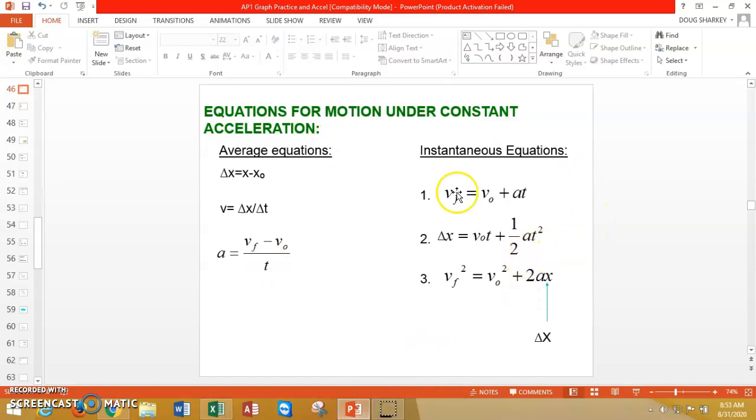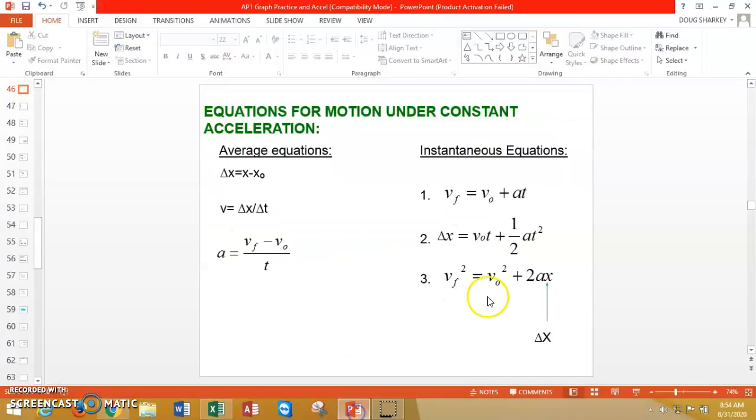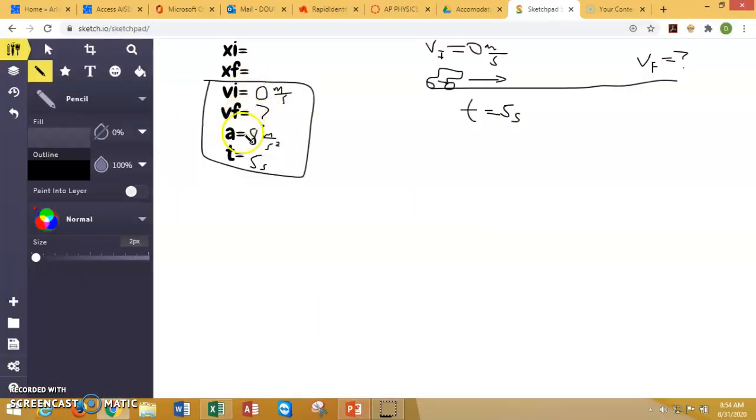So what I do is I look at my list, and I try to decide which equation will work. I've got VI, VF, A, and T. Which equation? There might be more than one, so I choose the one that's the easiest. Which one has initial speed, final speed, A, and T?